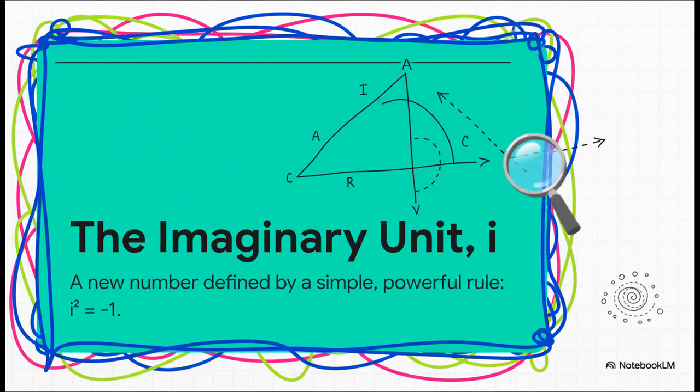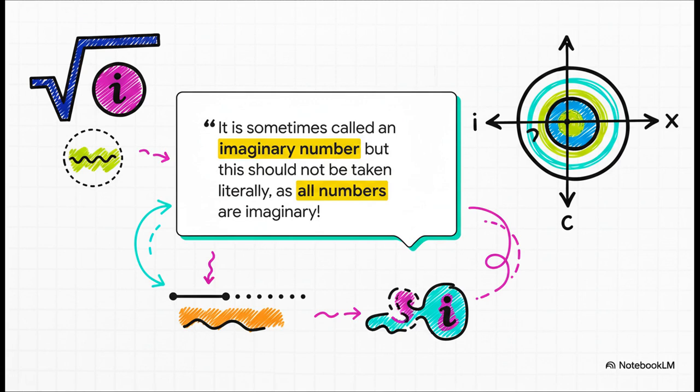They defined a new number called i, the imaginary unit, and its whole purpose in life is to do one specific thing. When you square it, you get -1. It breaks that old rule on purpose, and by doing that, it blows the doors open to a whole new mathematical universe. Now, I know what you're thinking. Imaginary. It sounds, well, made up. But don't get too hung up on the name. As the source material points out so well, can you physically hold a 3 or a pi? Nope. All numbers are just abstract ideas we've created to describe the world. This is just one more incredibly useful one.